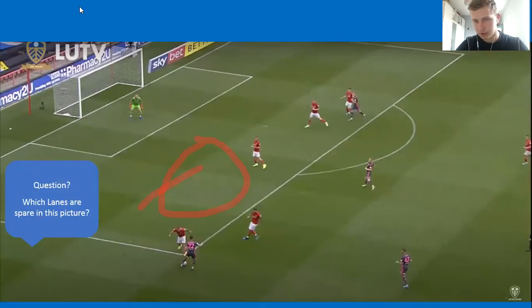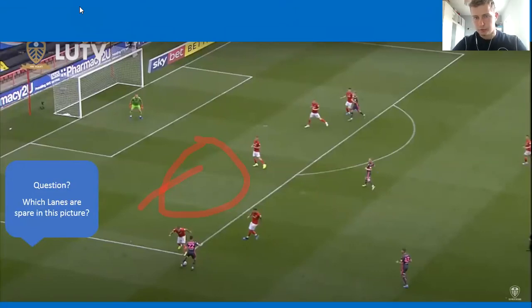So we've got a couple of answers. I'll have a look at that in a sec. A couple of answers. Third lane. Any more? Sol says 2 and 5. Right half space. 4 and 5. Okay.